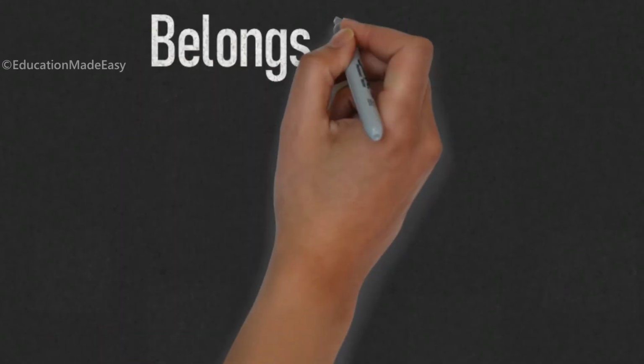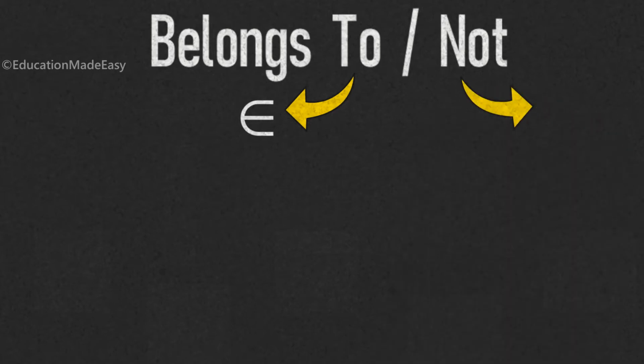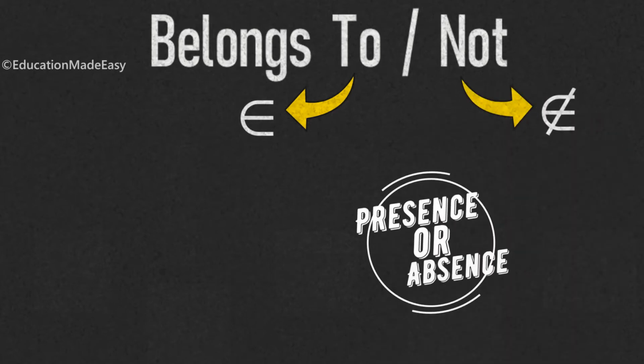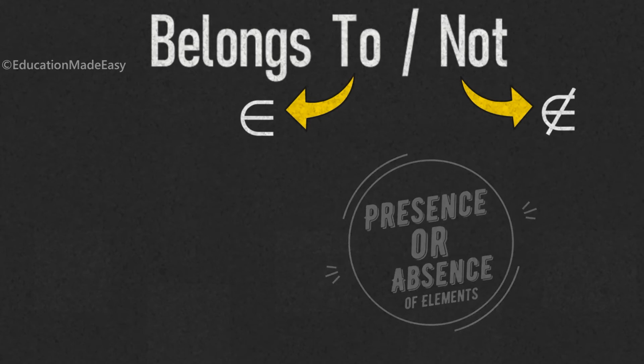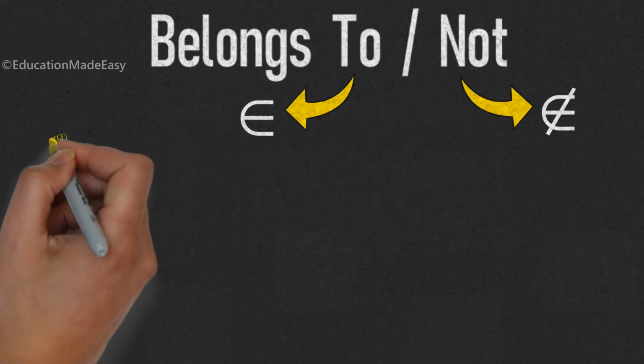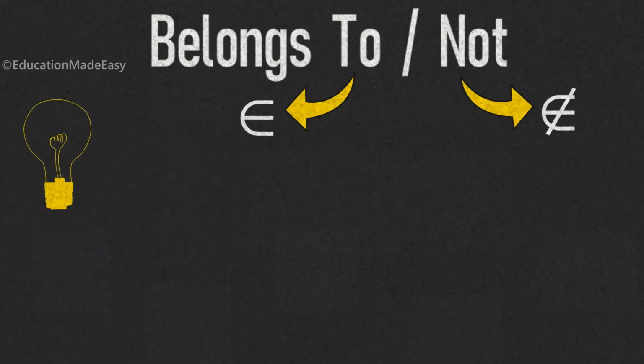Next, let us learn about belongs to or not belongs to. This is a simple topic. Belongs to can be represented using this symbol, whereas not belongs to can be represented using this symbol. This concept is used to represent the presence or absence of elements inside the set. Let us see an example to understand this concept.